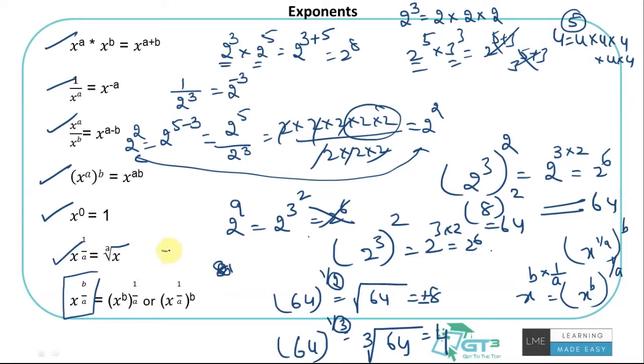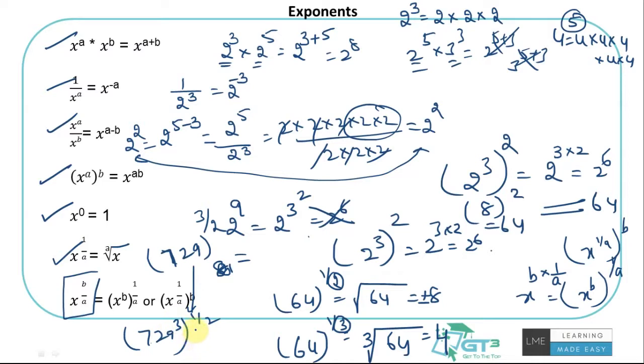If I ever get to see a question like, let's say, 729 whole power 3 by 2, and I have to simplify this, doing it like 729 whole power 3 power 1 by 2 is really difficult. Finding the cube of this number, which is already large enough, and then doing this is really painful.